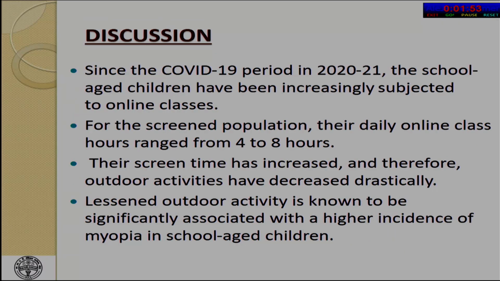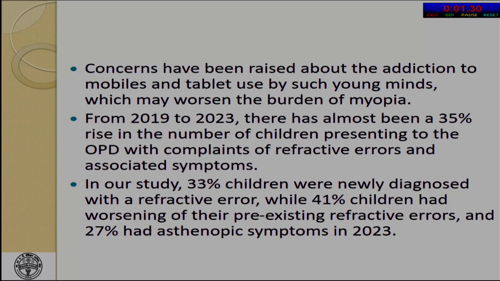Since the COVID-19 period of 2021-22, school children have been increasingly subjected to online classes. For the screened population, daily online classes ranged from 4 to 8 hours. Their screen time has increased, and therefore outdoor activity has decreased drastically. Lessened outdoor activity has been known to be significantly associated with a higher incidence of myopia in school children. Concerns have been raised about addiction to mobile phones and tablets in such young minds, which may worsen the burden of myopia.